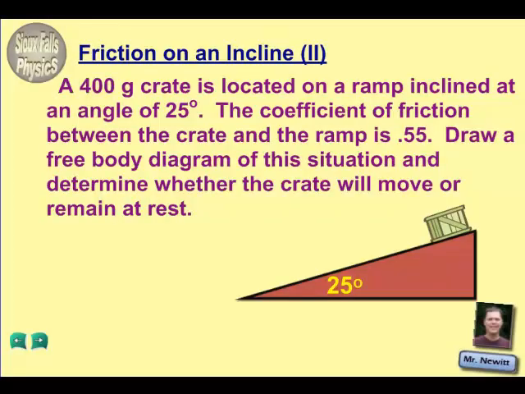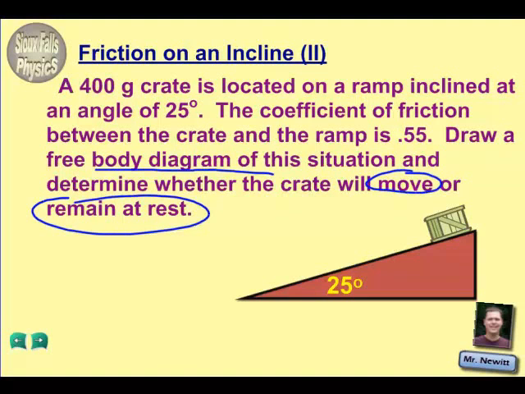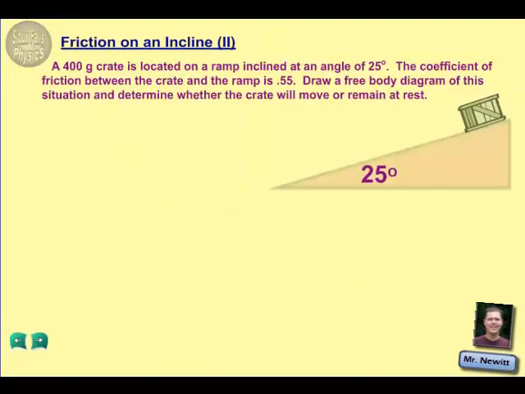Hey, thanks for joining the Sioux Falls physics teachers here for a problem involving an inclined plane. We have a 400-gram crate located on a ramp. That ramp is at an angle of 25 degrees. We're given the coefficient of friction of the ramp, and the first thing we're asked here is to draw a free body diagram of the situation, and then ultimately to determine whether the crate is going to move or if it's going to remain at rest. So let's start with our free body diagram.